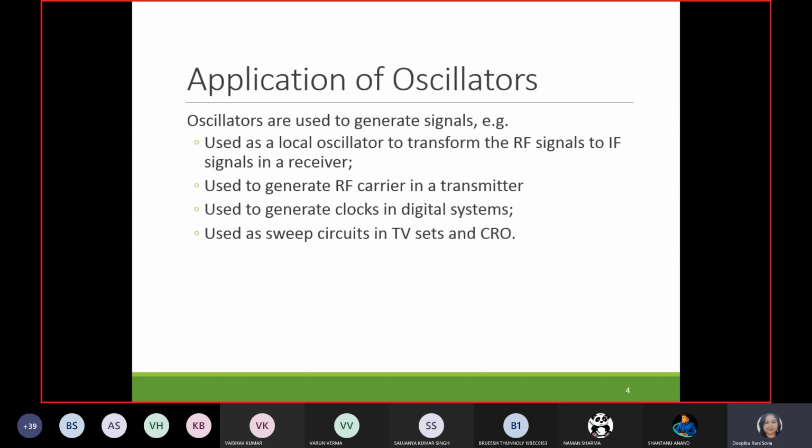So just go through the theory, then we will come to the application, meaning where we can use this, because it is used to generate the signal. We can use it as a local oscillator to transform the RF signal to IF signal in a receiver. Receiver means your AM FM receiver, guys, or your TV receiver. Then it is used to generate the RF carrier signal in the transmitter. Then it is used to generate the clock pulses in the digital system. Also, by the properties and characteristics of the oscillator, we are using it as a sweep circuit in the TV set and CROs.